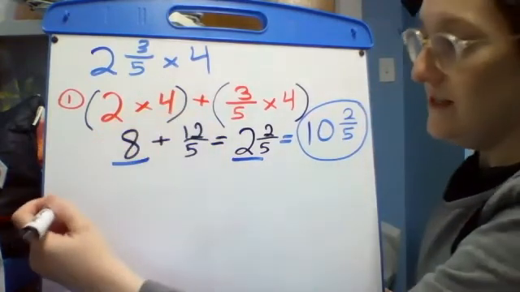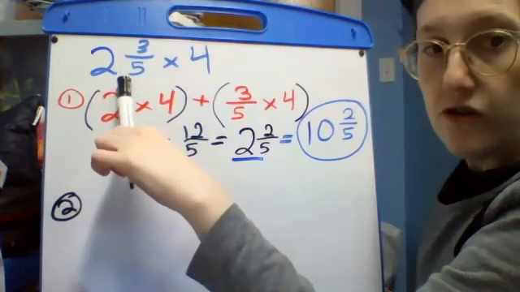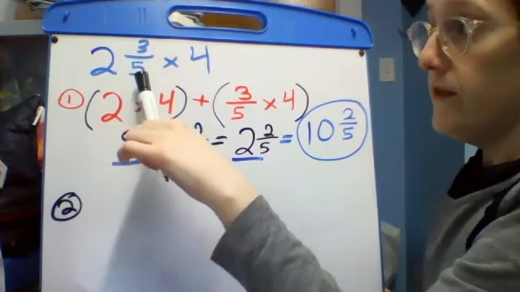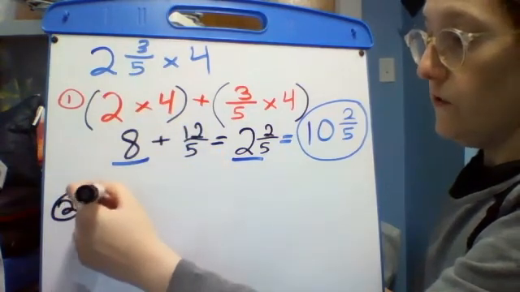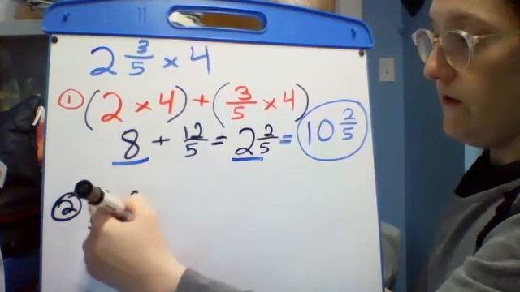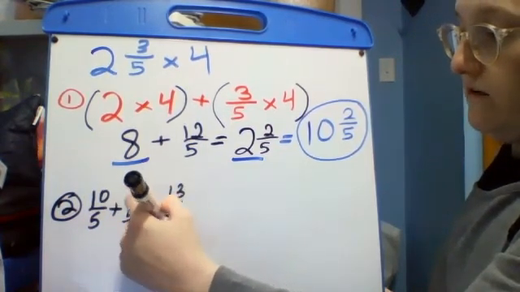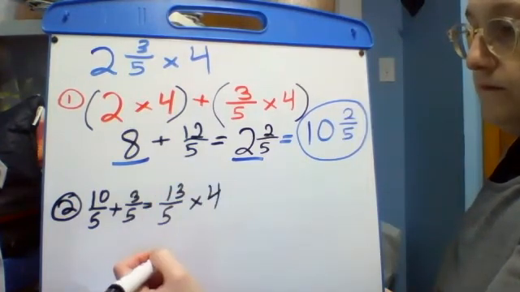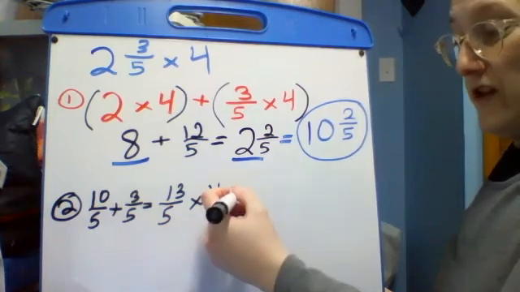Second method, take your mixed number of 2 3/5, change it to an improper fraction. 2 wholes with each whole having 5 pieces would be 10/5. So it's 10/5 plus the 3/5 means our improper fraction is 13/5. 13/5 times 4. So 13 times 4 might be a little hard for you to do in your head.